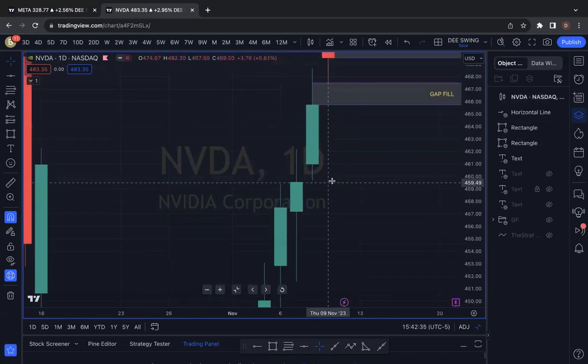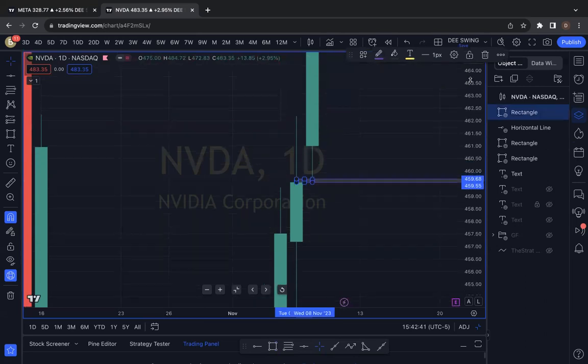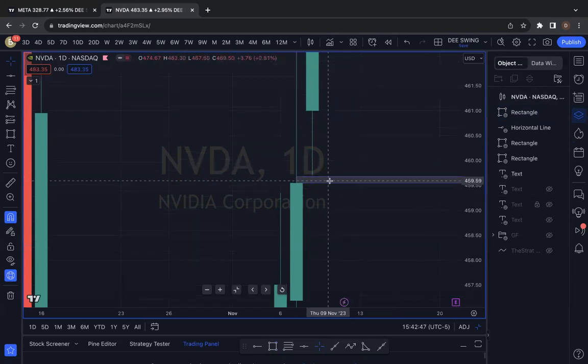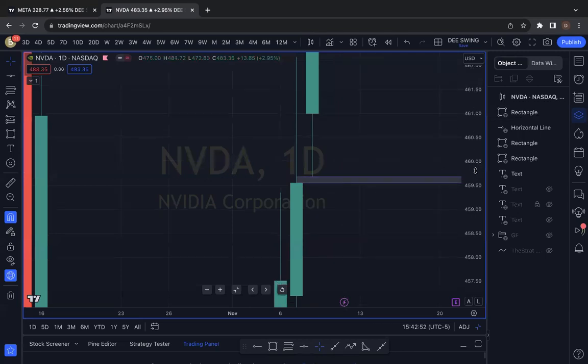And do we have a gap here? Yes, we do. It's a small one, but it's still a gap, and I'm still going to mark it. Right? It was open, close, adjusted. And that is the small little gap that it left. Still a gap. Okay.